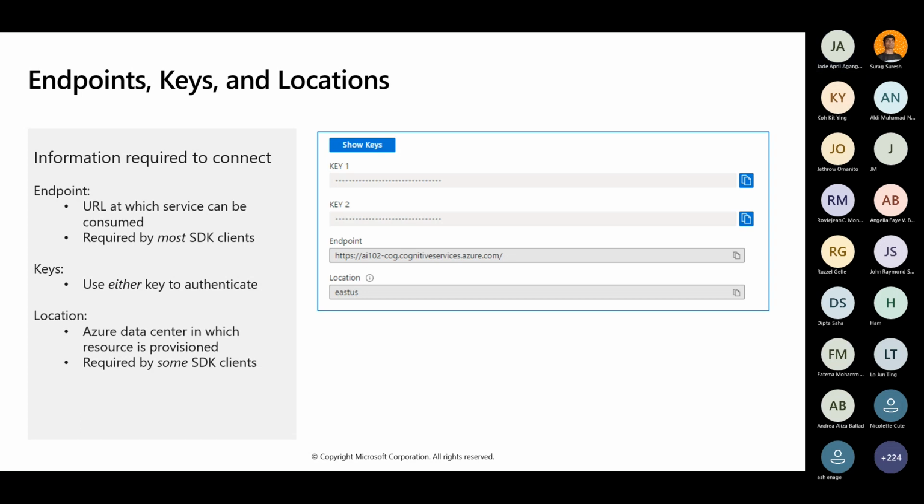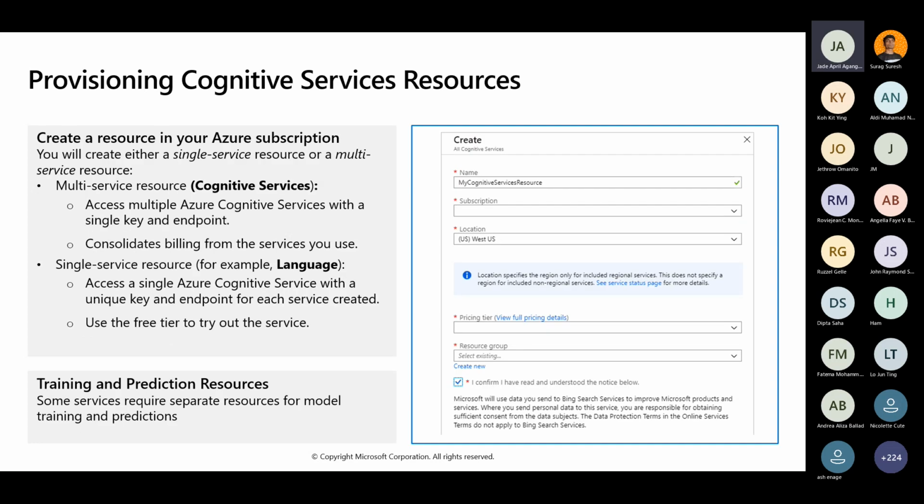All right. Now, for single service, for example, in language service, you will have access to only a single, or one, service with a unique key and endpoint for each created service.